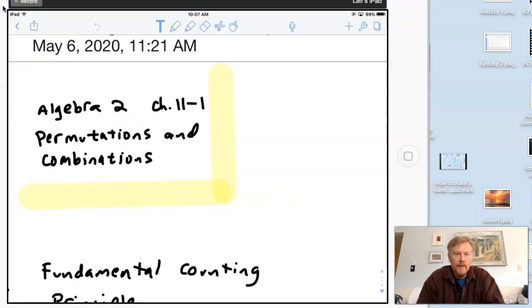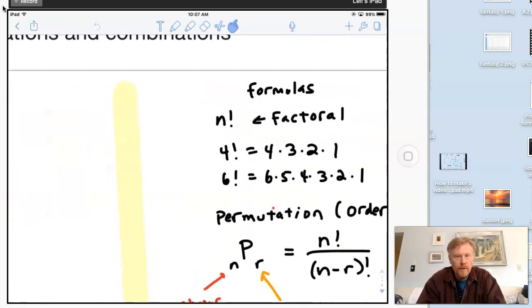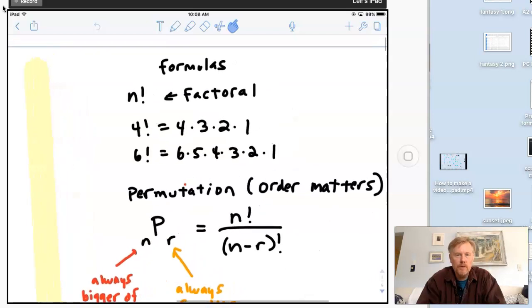Okay, good morning. Today, for Algebra 2, I'm going to be covering Chapter 11-1 on permutations and combinations. So before I get to the lesson, there's a couple of formulas we need to go over.